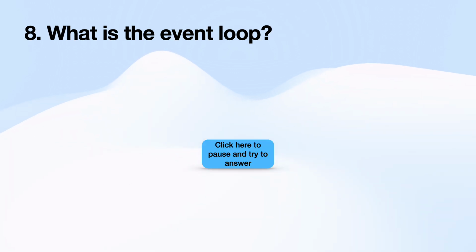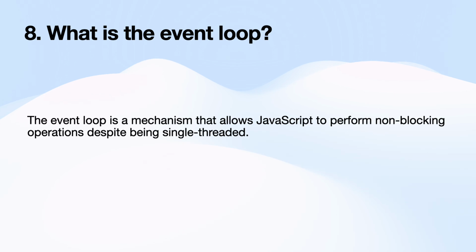8. What is the event loop? The event loop is indeed a crucial mechanism in JavaScript that enables non-blocking operations in a single-threaded environment. Let me expand on this concept. JavaScript is single-threaded, meaning it can only execute one piece of code at a time. The event loop allows JavaScript to handle asynchronous operations, like I/O, timers or promises, without blocking the main thread. It works by continuously checking the call stack and the callback queue.